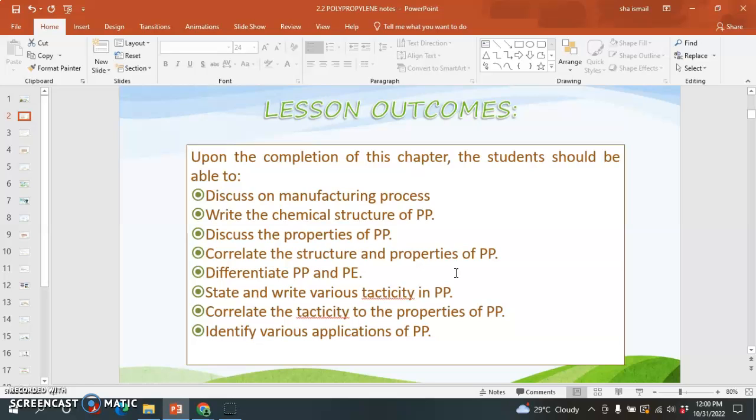State and write the various tacticity in PP. Because of the presence of the methyl group, PP can be recognized in three different types of tacticity, which are atactic, isotactic, and syndiotactic. You also need to correlate the tacticity to the properties of PP, which properties are affected by the placement of this methyl group, and identify the various applications of PP.